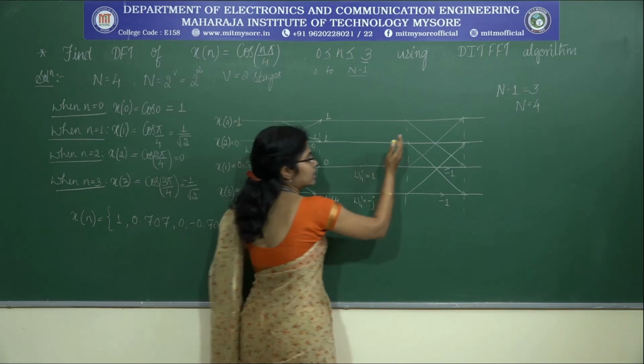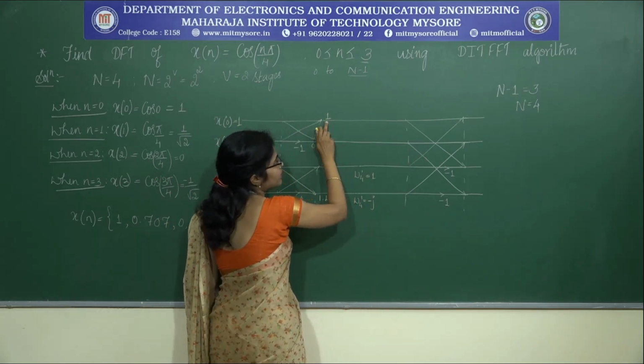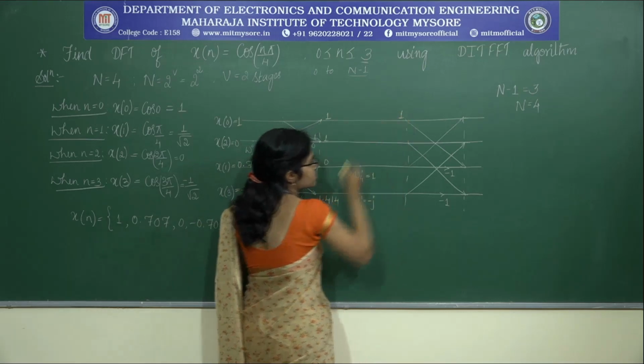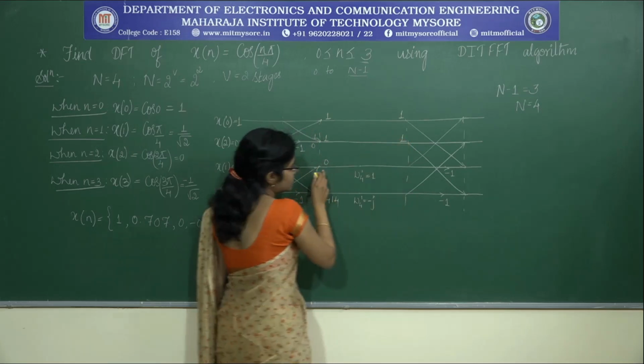Now, I should give input to the second stage. So since there is no multiplication here, directly 1 will be fed as input to the second stage. Here also nothing is there, 1 is fed.